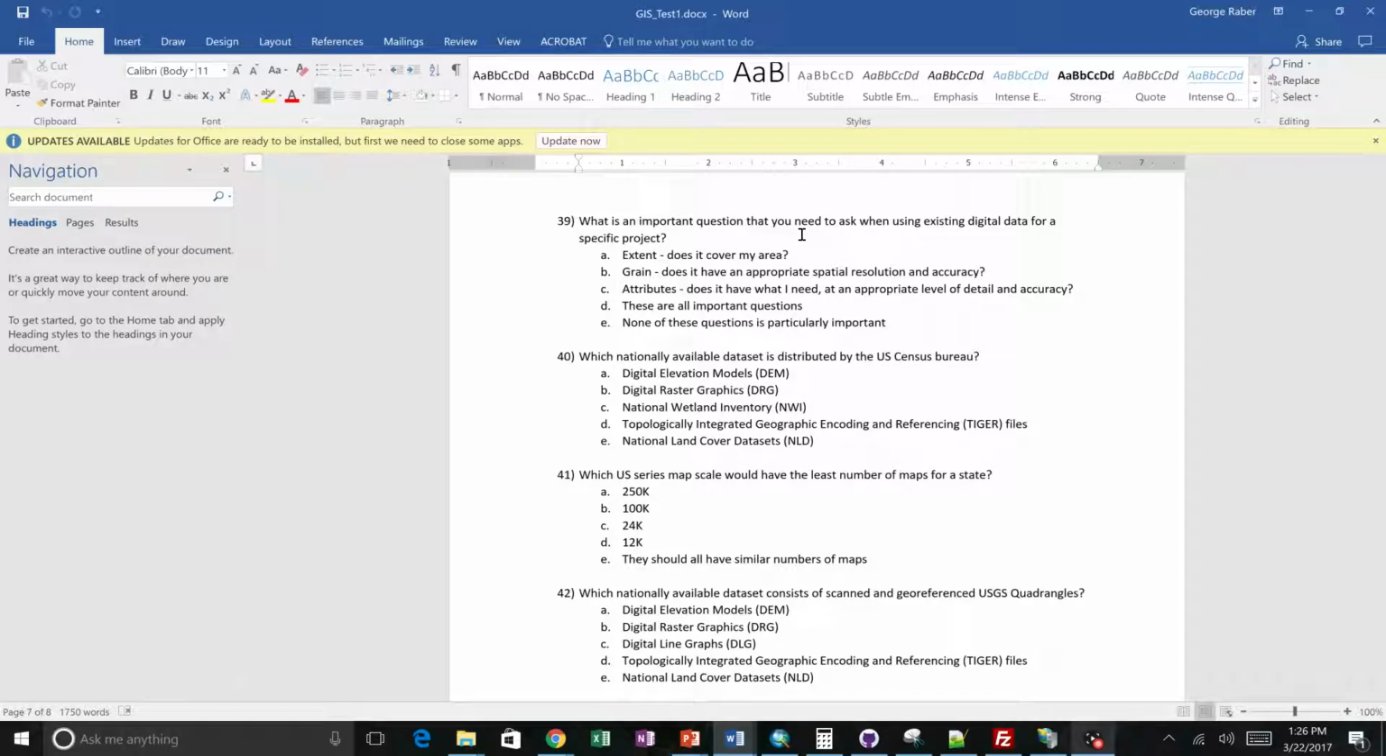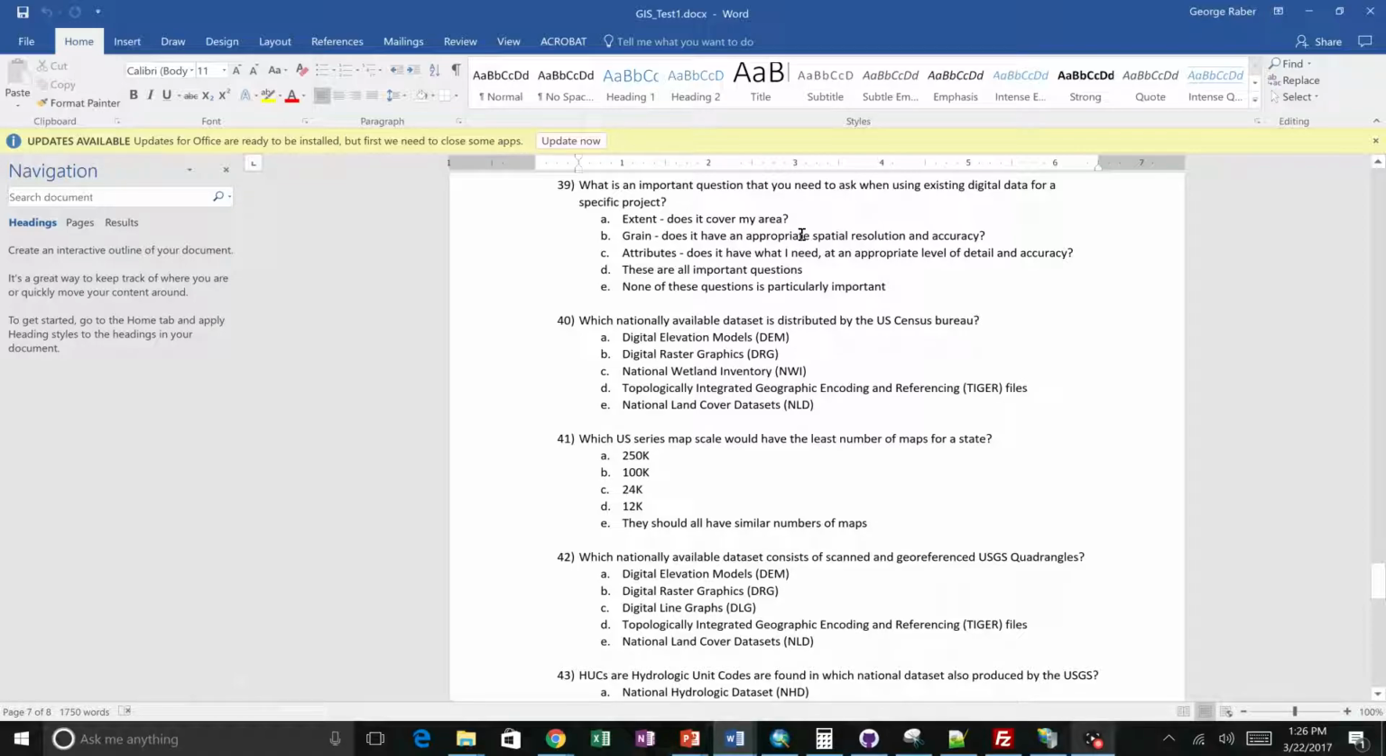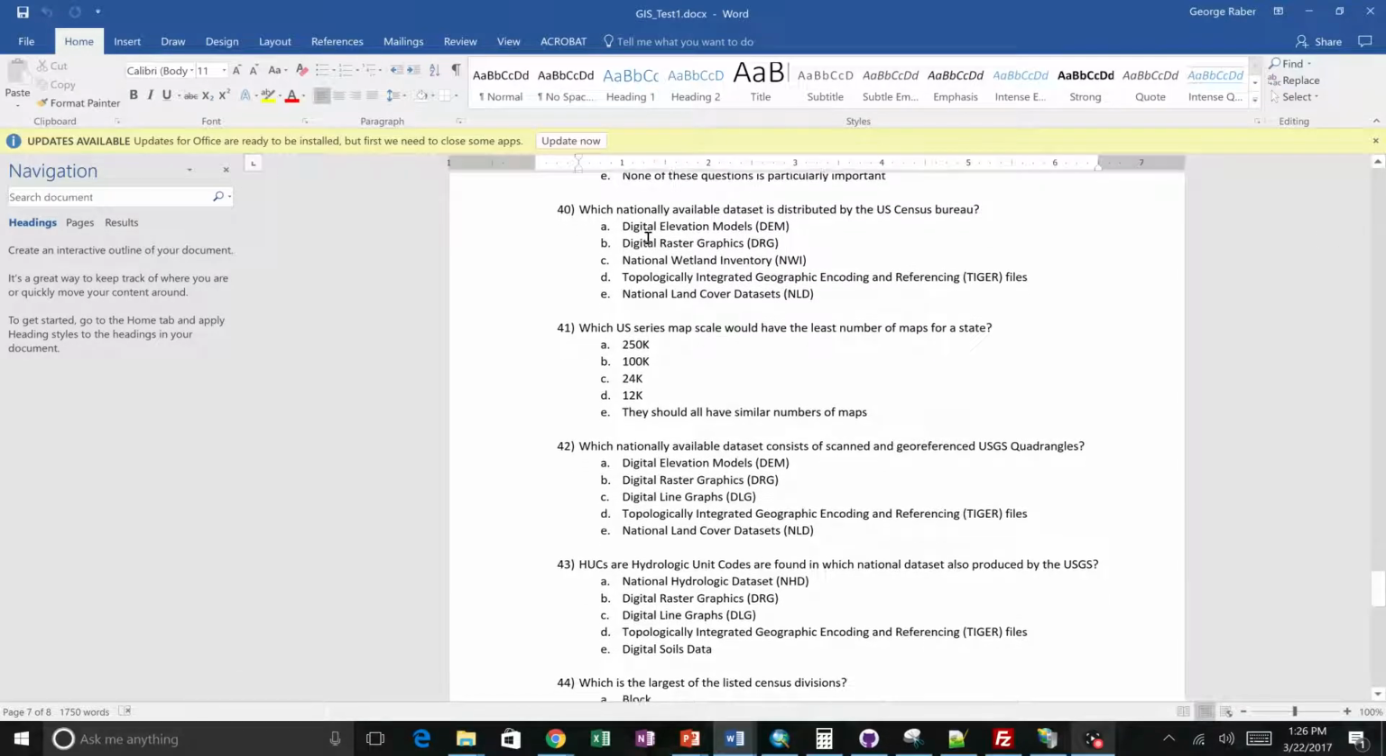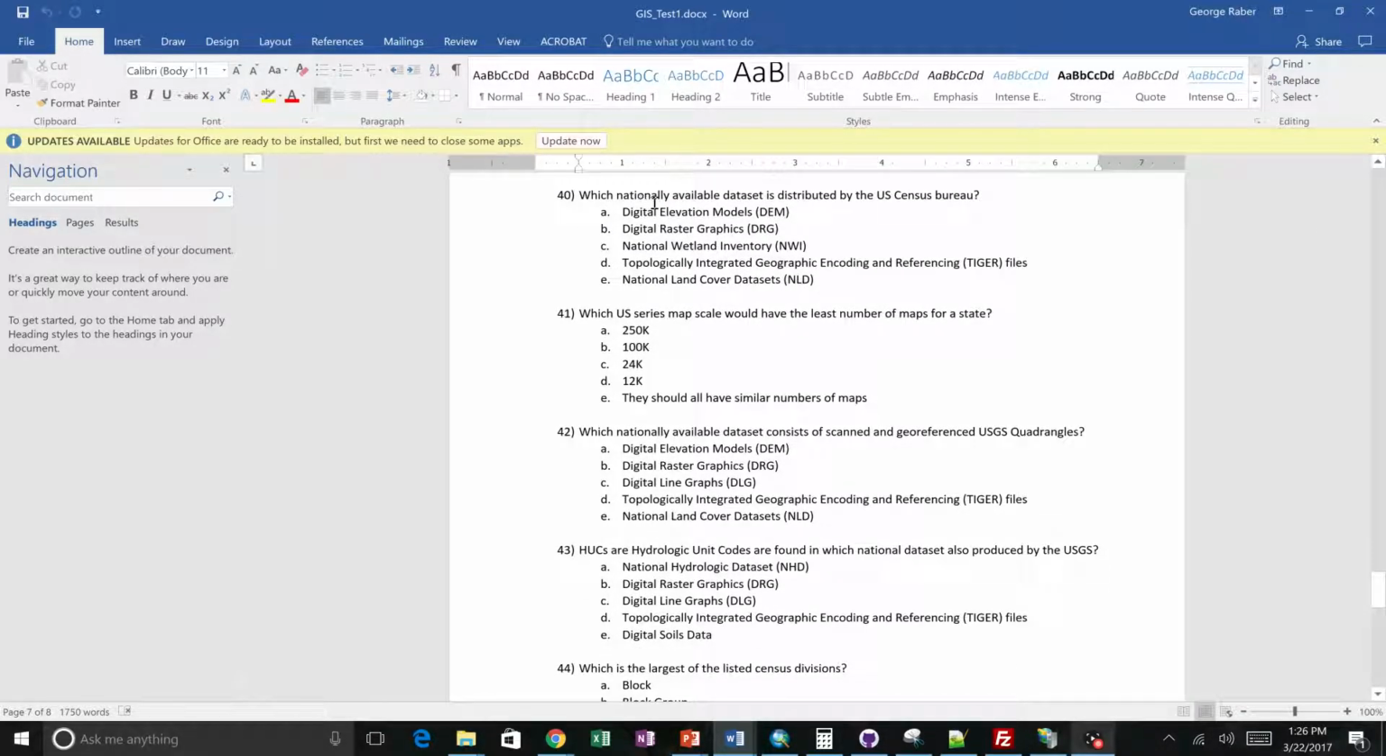Okay. What important question do you need to ask using existing digital data? That is E. They're all important questions. Extent, grain, and attributes. That was, I think, the first or second slide that day. It was on the review sheet as well. What nationally available data set is distributed by the U.S. Census Bureau? This is the Tiger files.